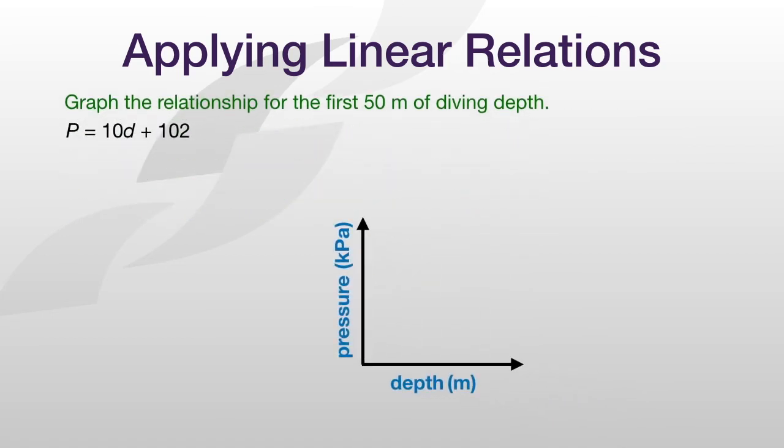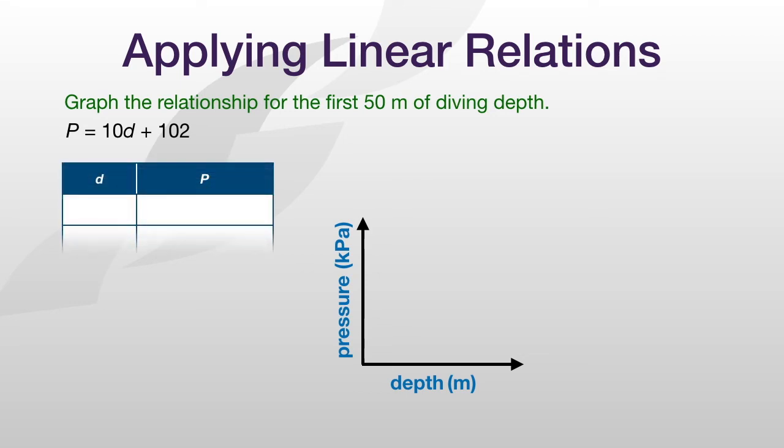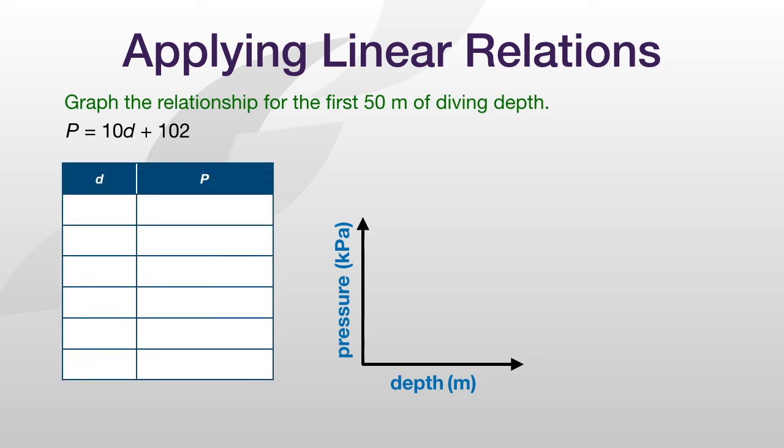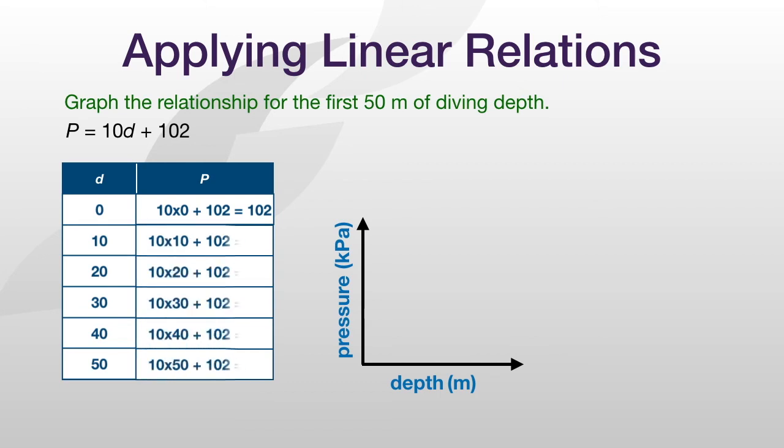We need to graph this equation. A table of values would be a helpful strategy to do so. Begin with a diving depth of 0 because it does not make sense to consider negative values for depth. Next, fill in the table with other values up to 50, and going up by 10 makes sense. When we substitute 0 for d, we get 102 for P. Similarly, we can fill in the rest of the table by calculating.